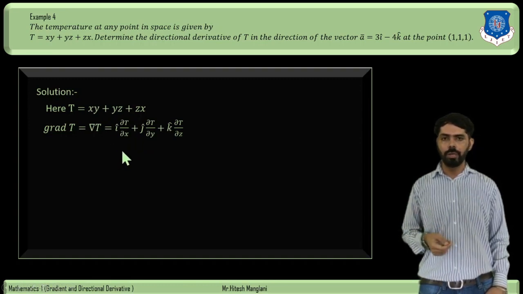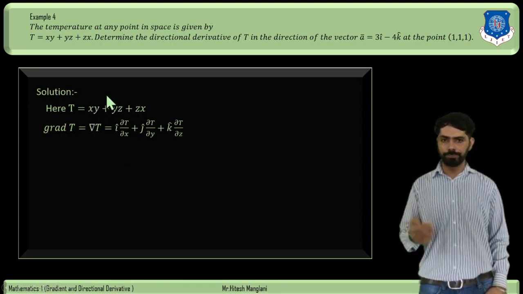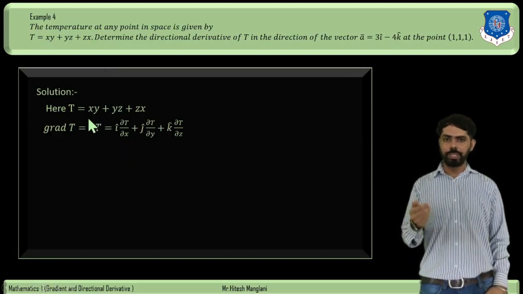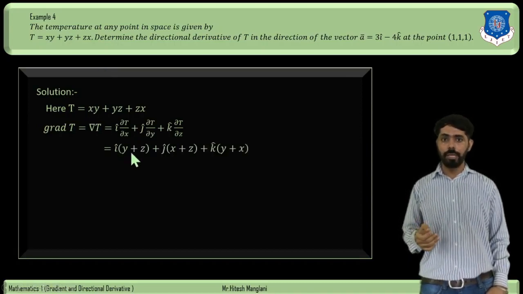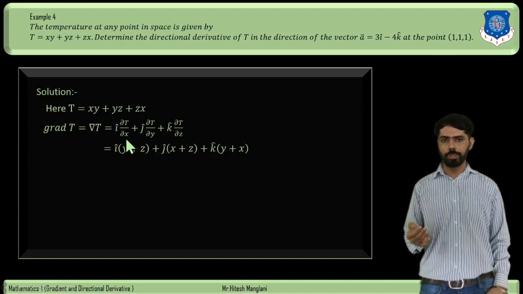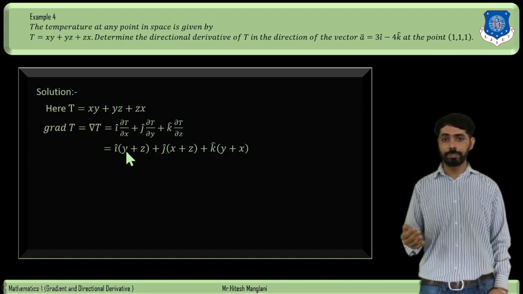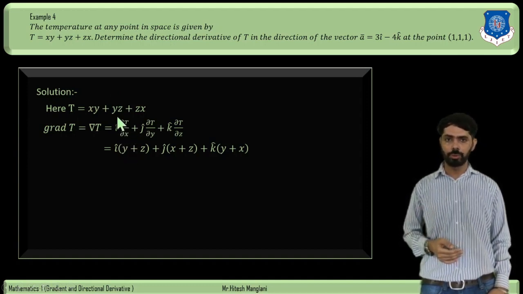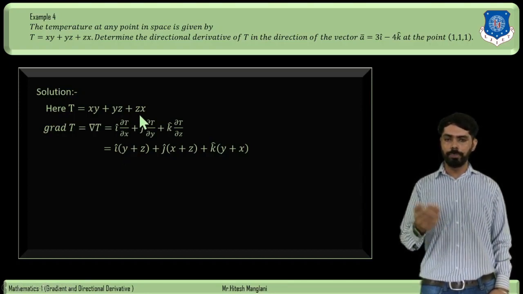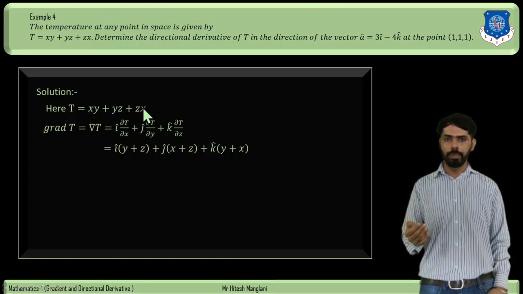So y and z are constant. So here first term is xy. Derivative of x with respect to x is 1, so it will be y, plus second term is yz. Derivative of yz with respect to x will be 0, because if we are partially differentiating with respect to x, then y and z are constant. So this is a constant term, so derivative of that term will be 0. Now third term is zx. So derivative of zx with respect to x will be z, because derivative of x is 1. So i in bracket y plus z, plus j in bracket.